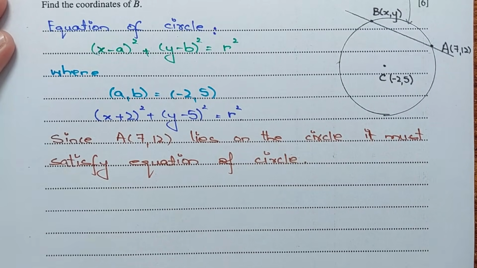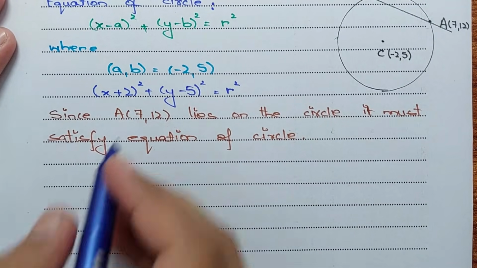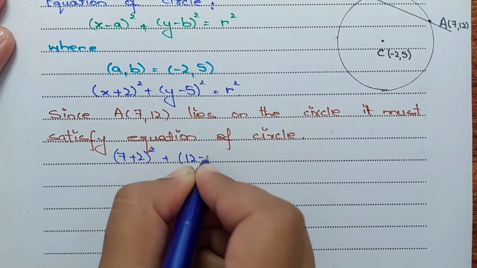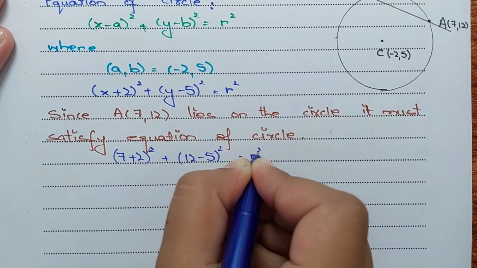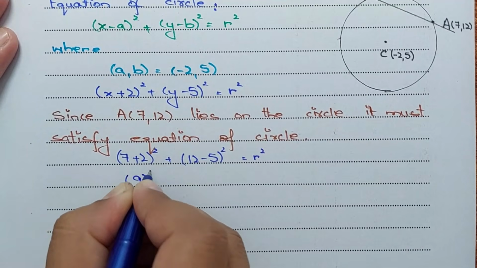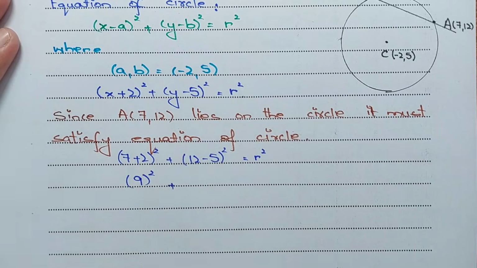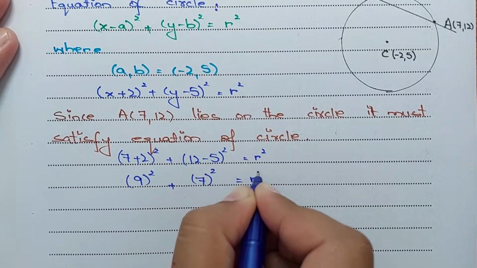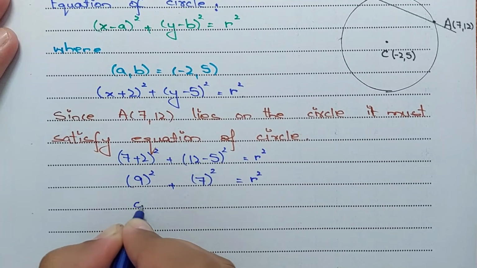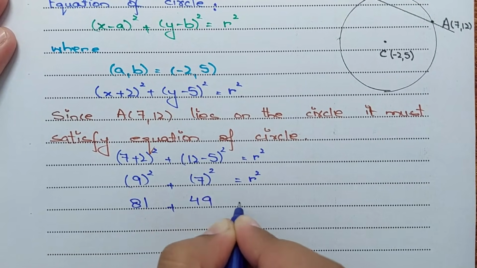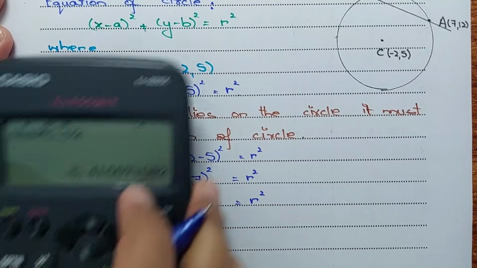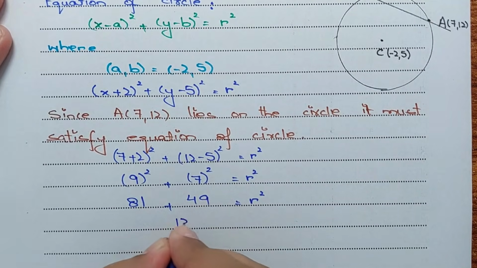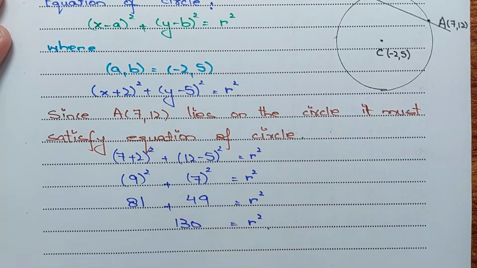So let me plug the point into the circle. x is 7, so (7 + 2)², and the y value is 12, so (12 − 5)², equals r². 7 plus 2 is 9, so 9², and from 12 take away 5, that is 7, so 7² equals r². 9² is 81 and 7² is 49, that is r². And what is the sum of 81 and 49? 130. So 130 is the value for r², right?